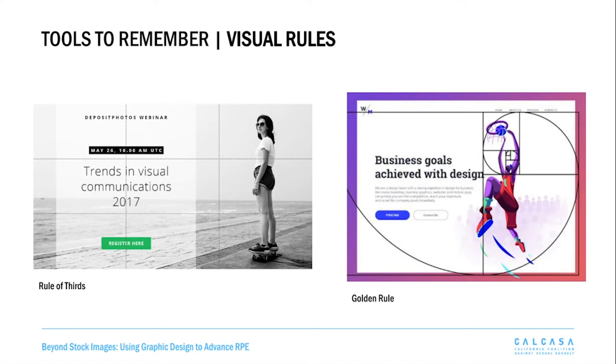And then another rule to consider when creating design is the golden rule, which is based on the Fibonacci sequence. So here we can see there's that focal point where the animation's head is, that's kind of like the focal point where the eye goes to. And then the rest of the space is filled with that content. So using these tools can also help with laying out your information in a more dynamic way.